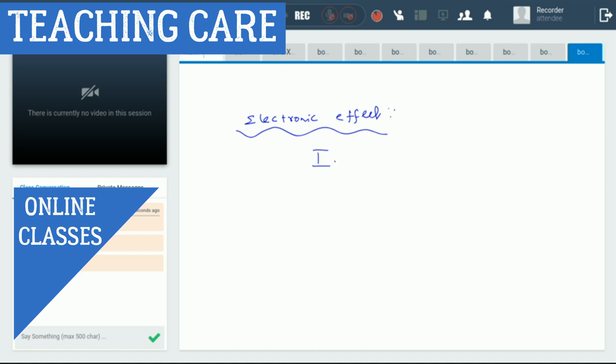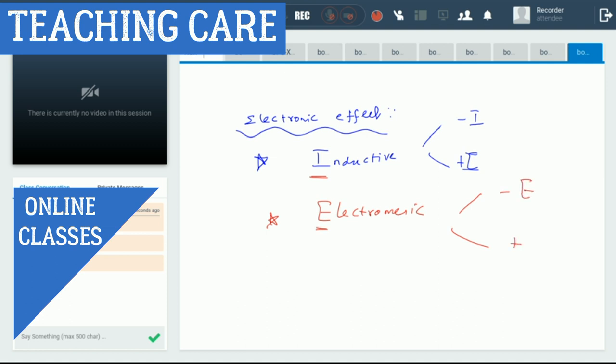The I effect is the inductive effect. There are two inductive effects: minus I effect and plus I effect, the minus inductive effect and the plus inductive effect. This is one electronic effect. And the E effect, the electromeric effect, is also of two types, minus E and plus E.